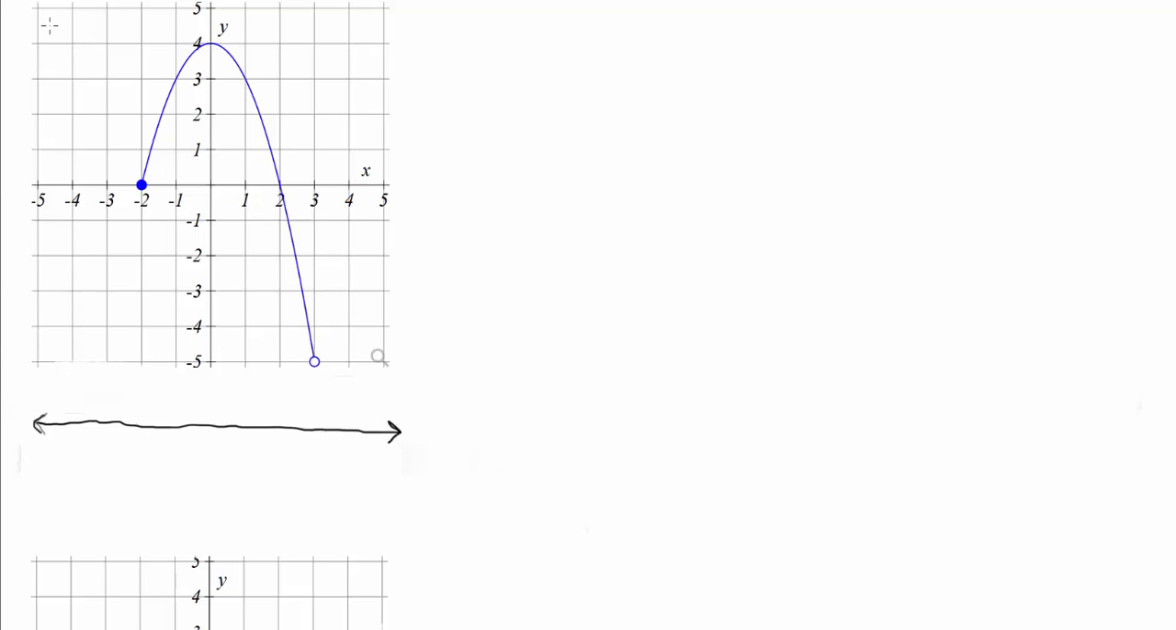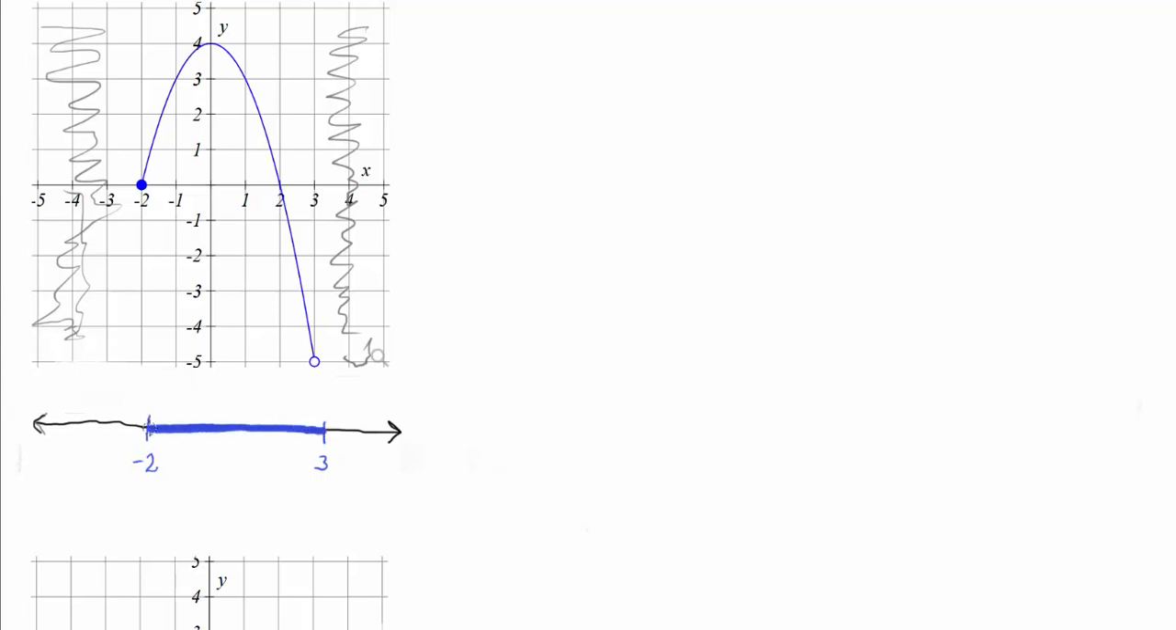So for this function, we don't have any graph over here to the left of -2, and we don't have any graph over here to the right of 3. So all of the function values are here between -2 and 3, looking left to right.